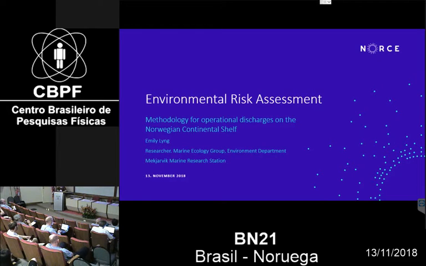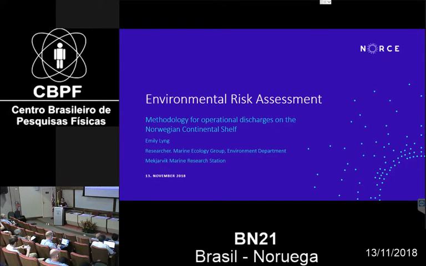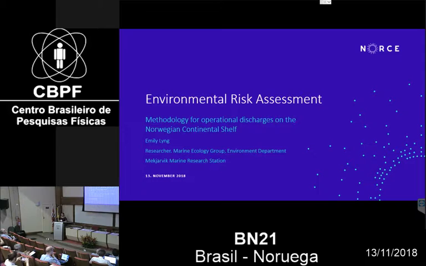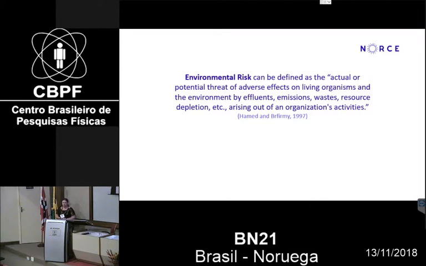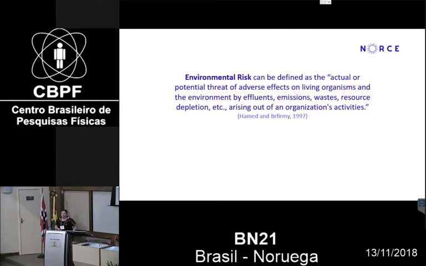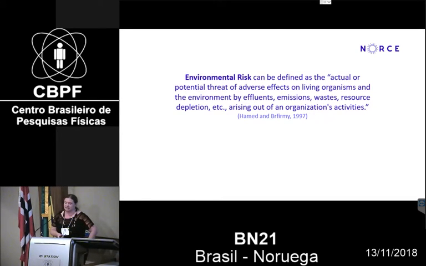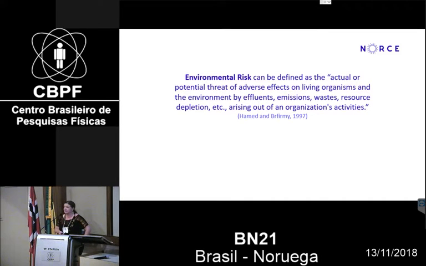So I'm going to talk a little bit about environmental risk assessment and the methodology that we're using for produced water discharges on the Norwegian continental shelf. So first, a definition of environmental risk. It's basically any actual or potential threat of adverse effects for living organisms. And this can come from any of an organization's activities, effluents, emissions, wastes, and resource depletion.